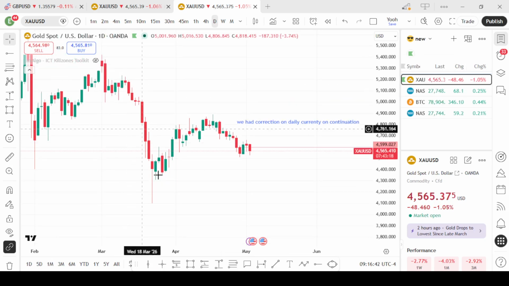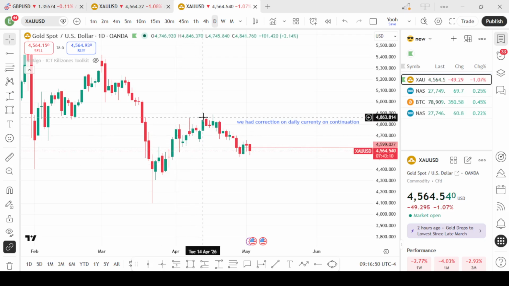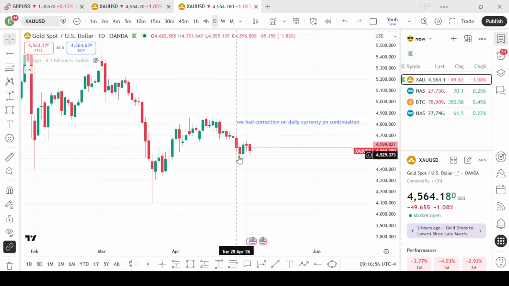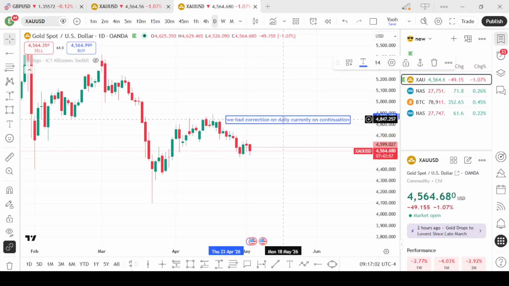This was our indication, this one. This was our correction. We can see it's forming higher lows, you see, and higher highs. I think you can see it clearly on the 1 hour. And now we've started forming lower lows, see, with lower highs. Excuse me.